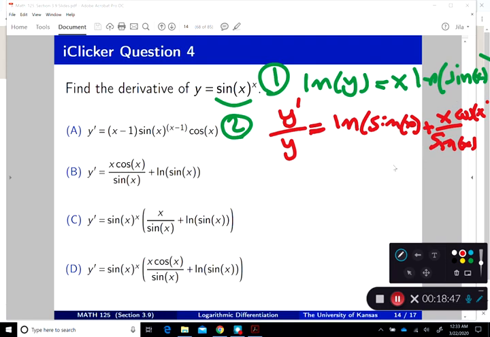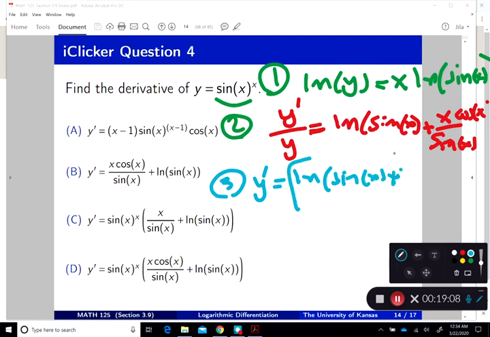Now we want to compare with what we have, but let's also just solve. Y prime is going to be equal to the natural log of sine of x, in big parentheses, plus x times cosine over sine, which we can write as cotangent of x, then multiply by the function, which is sine of x to the power x.